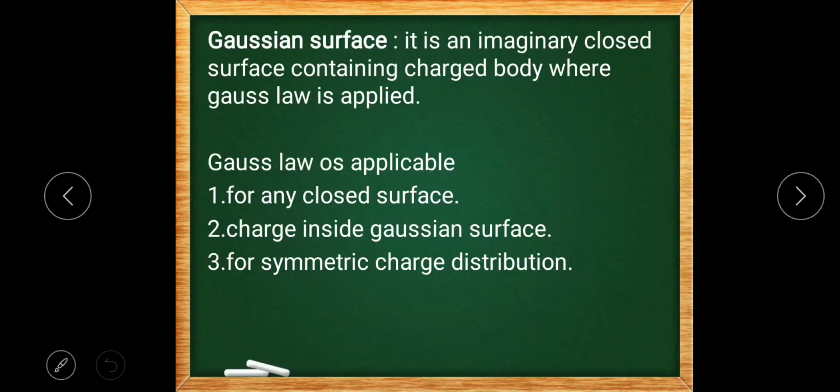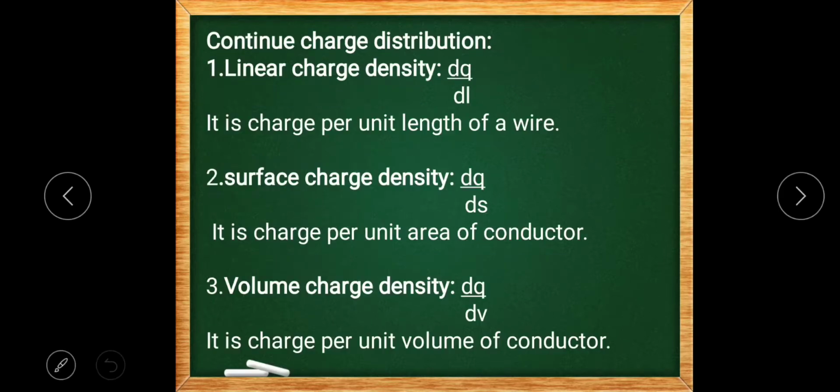Next, Gaussian surface. It is an imaginary closed surface containing a charged body where Gauss law is applied. So a Gaussian surface is the imaginary surface containing a charged body where Gauss law is applied. Now, Gauss law is applicable for any closed surface, with charge inside the Gaussian surface, for symmetric charge distribution.